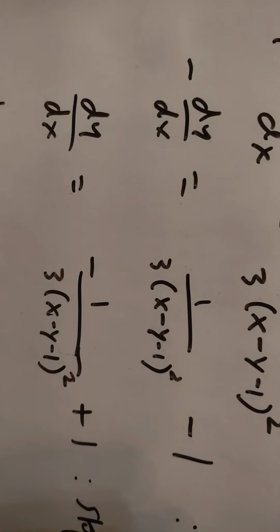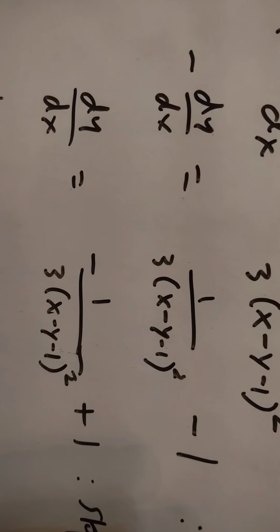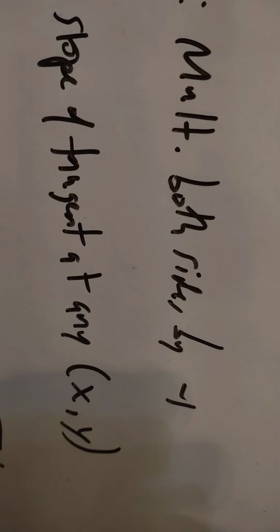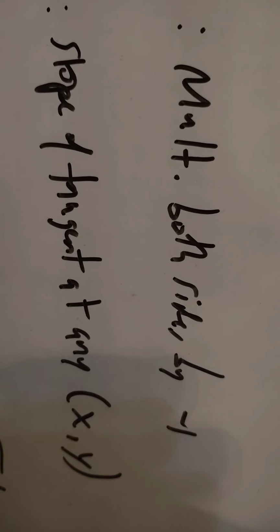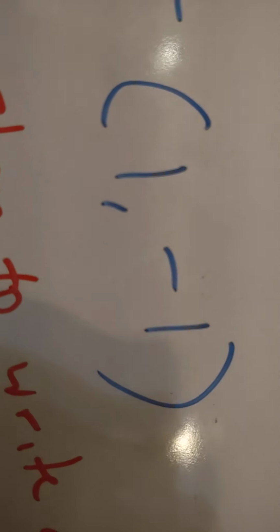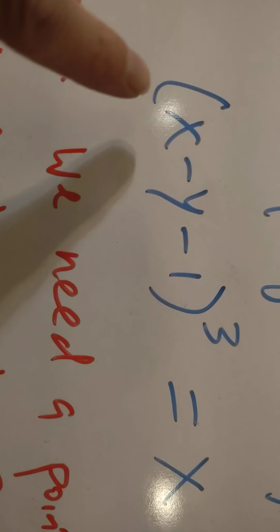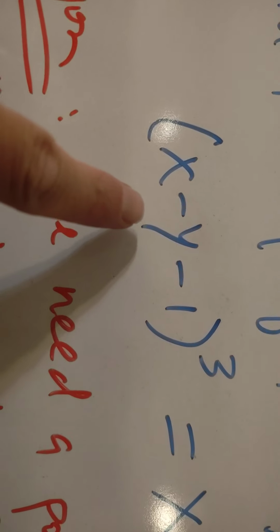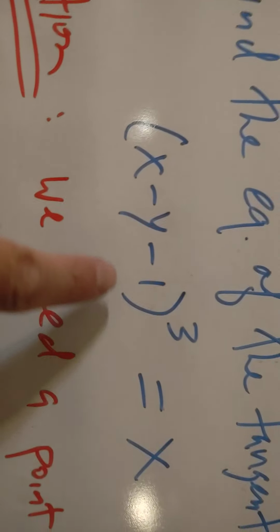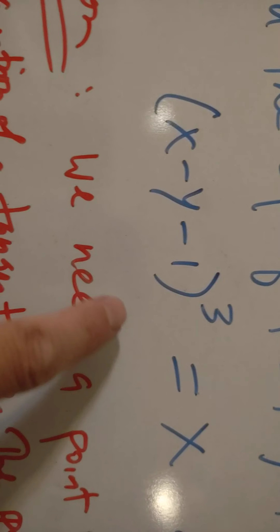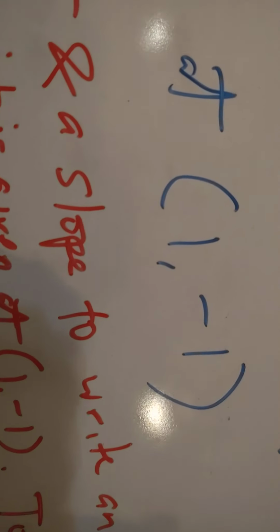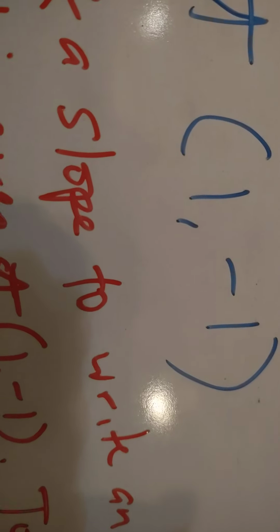This will tell me the slope of the tangent line to any point on the graph of that equation. So this is the slope of the tangent line at any point (x, y). But we don't want any point. We want this point at (1, -1). (1, -1) is on the graph of this equation, because notice, if I let x equal 1 and y be -1, this is going to be 1 minus a -1, which is 2, minus 1 is 1, 1 cubed is still 1, and 1 does equal 1. So since it solves the equation, it's a point on the graph. So we want to find the slope of the tangent line to that graph at this particular point.